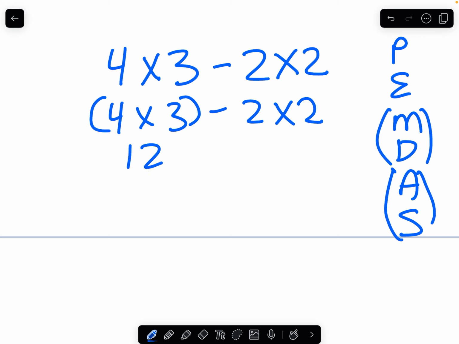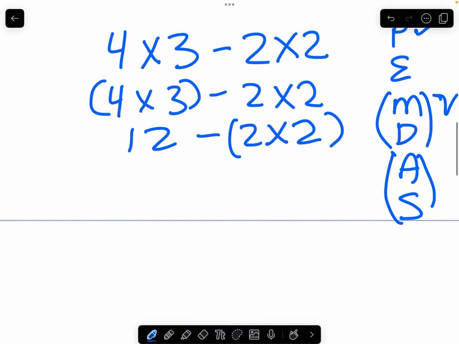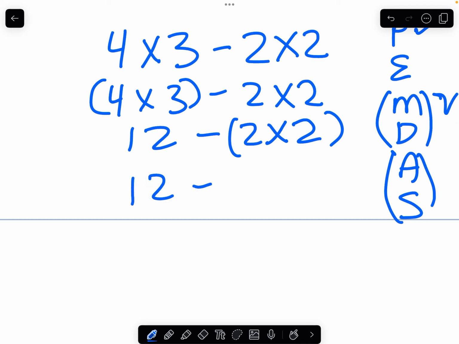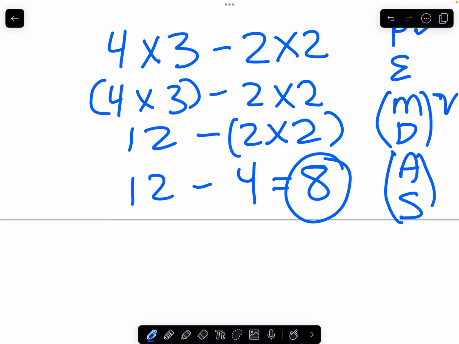So 4 times 3, that equals 12. 12 minus 2 times 2. I went ahead here, actually. I should have said parentheses, there is none. Exponent, there is none. Multiplication and division, yes, there is in this problem. And so we're going to do that first. 4 times 3, that equals 12. And now we're going to do minus 2 times 2. We're not done with multiplication and division, so we're going to keep going. And then 12 minus, and then we do 2 times 2, that's 4. And 12 minus 4, that equals 8. So the answer to the original problem is 8.